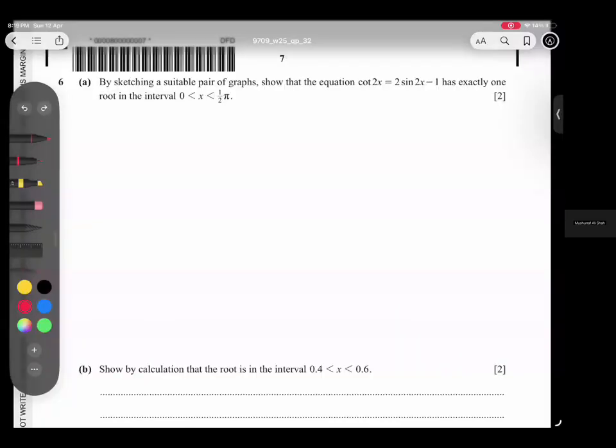So question number 6, student, I'm starting now by sketching a suitable pair. He said pair. It means we make two graphs in the same area. Show this equation has exactly one root. One means they intersect at one point. So I have left side alone and right side alone. Basically, y equals cot 2x, and y equals 2 sin 2x minus 1.